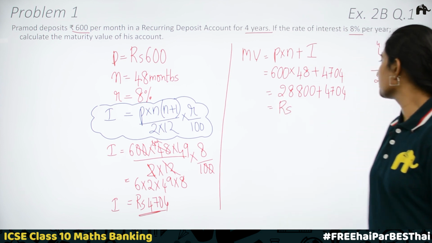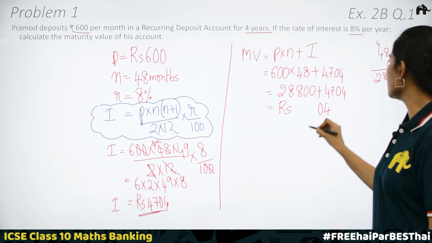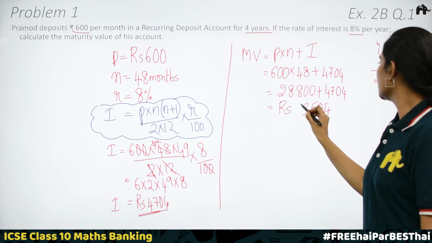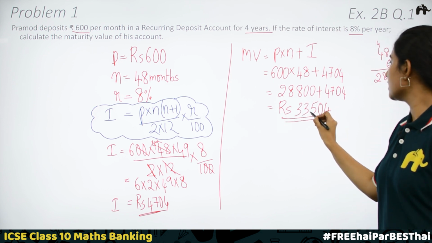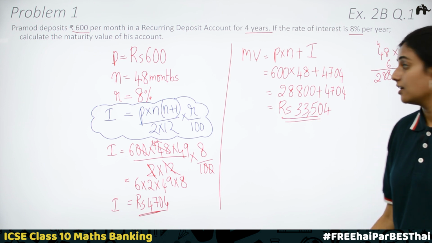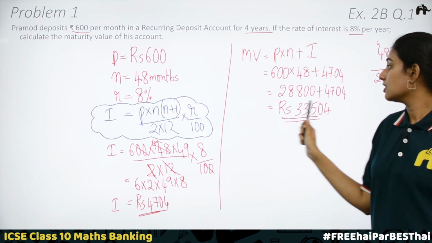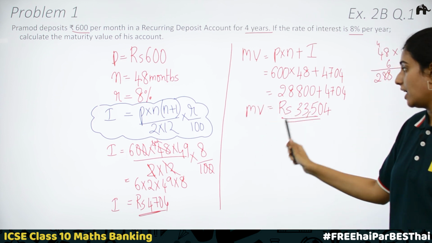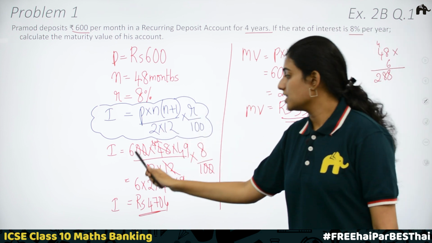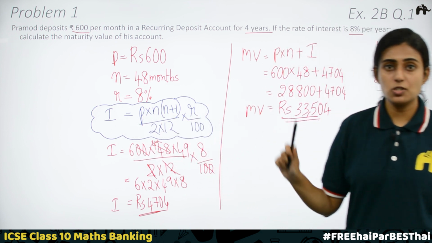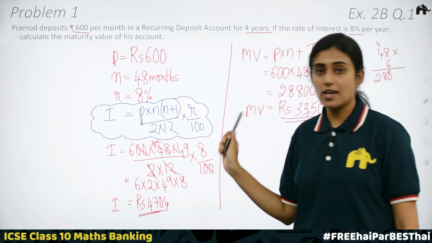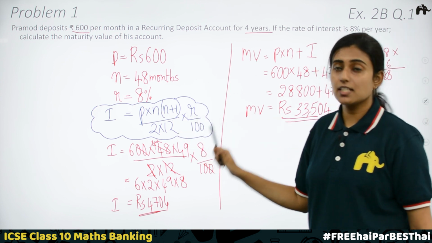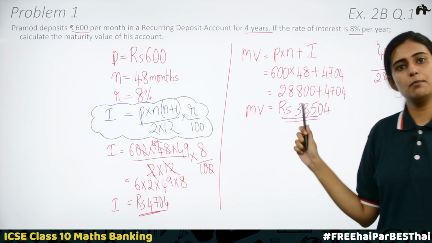On adding this, you will be getting the maturity value. What is the answer? 33,504. All of you got this? So this is the maturity value. To find maturity value, we had to find interest first. To determine interest, we have a formula P into n plus 1 divided by 2 into 12 into R divided by 100. Adding interest and P into N, you will be getting the maturity value.